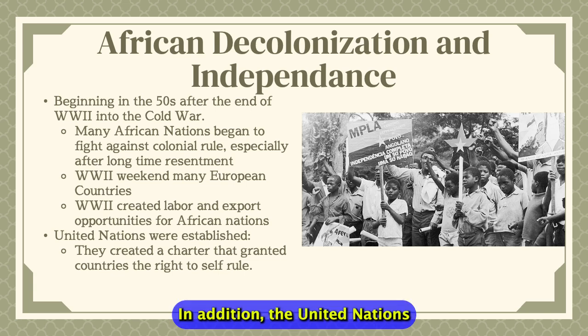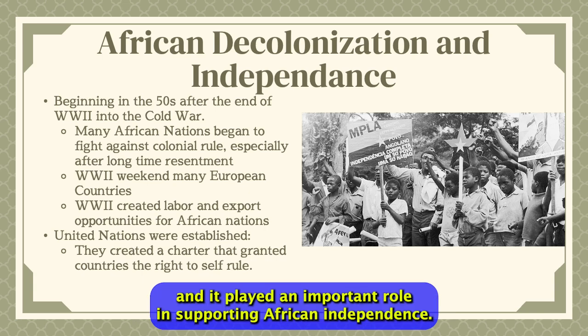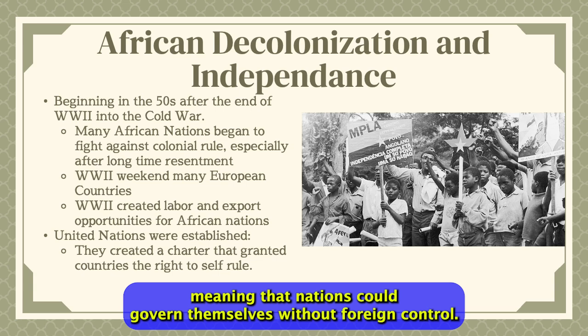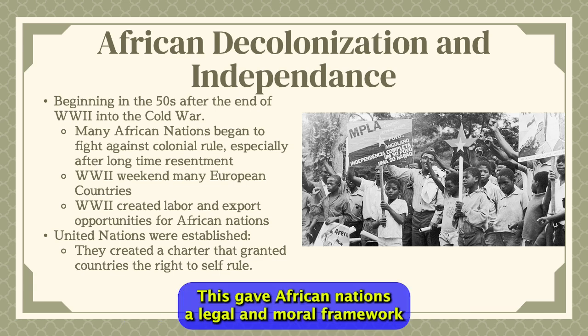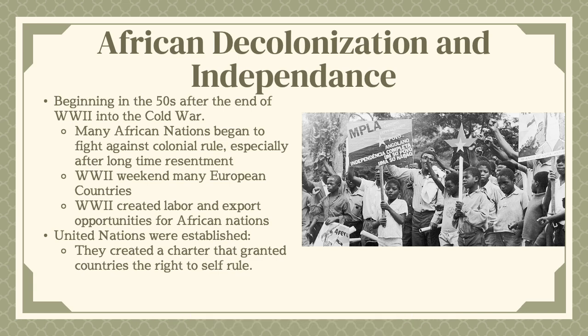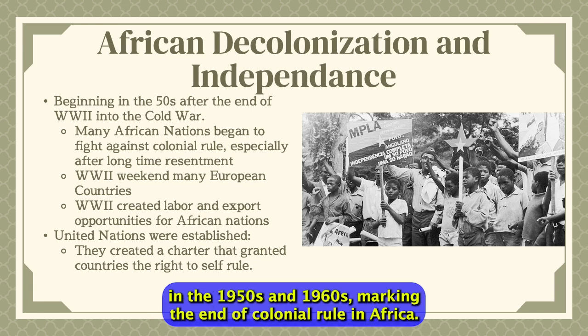In addition, the United Nations, UN, was established after World War II, and it played an important role in supporting African independence. The UN created a charter that granted countries the right to self-rule, meaning that nations could govern themselves without foreign control. This gave African nations a legal and moral framework to demand independence, and the world began to support their efforts. As a result, many African countries gained their independence in the 1950s and 1960s, marking the end of colonial rule in Africa.